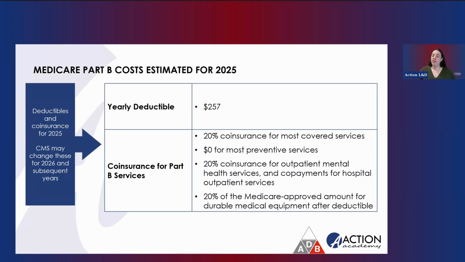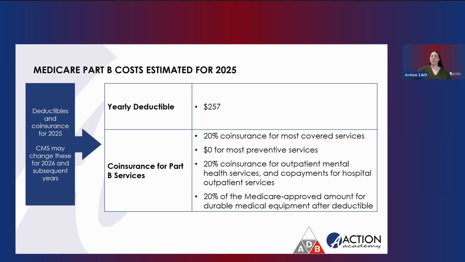Coinsurance is a thing for Part B services as well. In general, it is 20% for most covered services for providers that accept assignment. That's a big one. Accepting assignment means that they will charge what Medicare agrees to pay. So it's another thing to keep in mind and make sure your clients understand that if they want to go to a doctor, make sure that doctor accepts assignment.